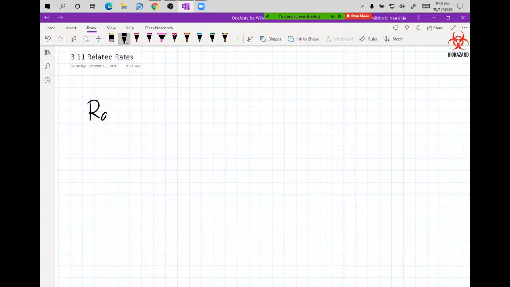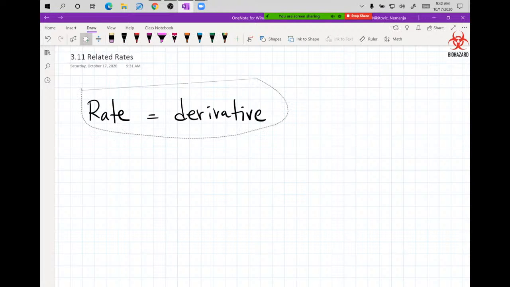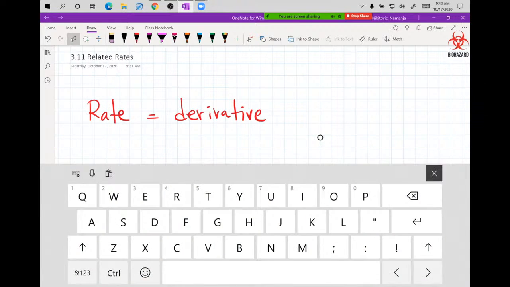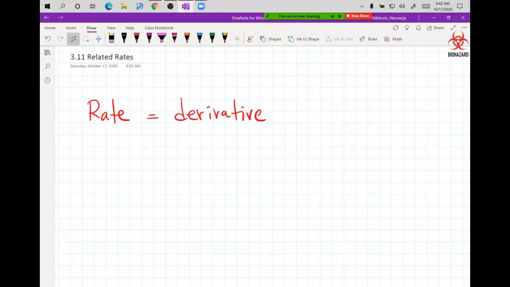So first, I'll say the word rate is going to be equal to derivative. So this should have been in blood. There we go. All right. So the word rate means the derivative. That's what it means.